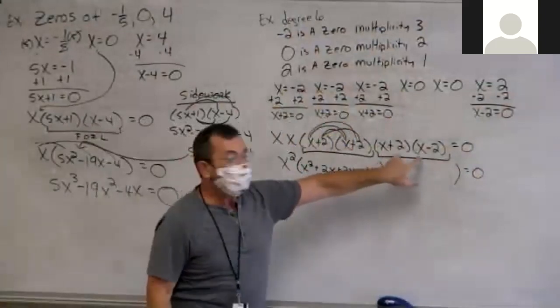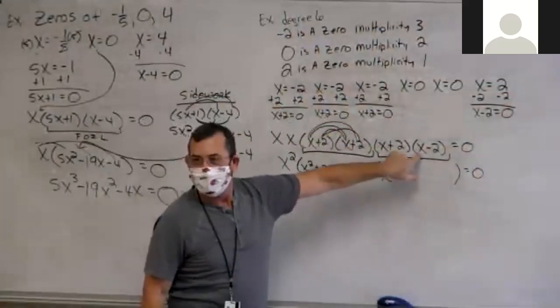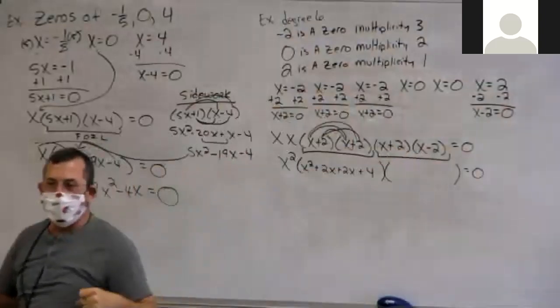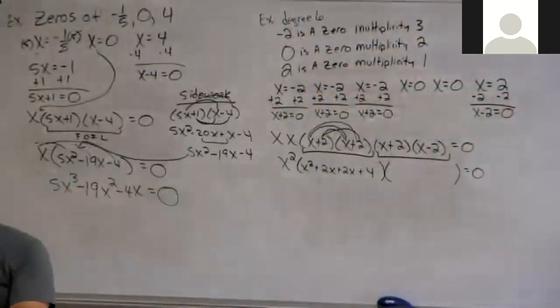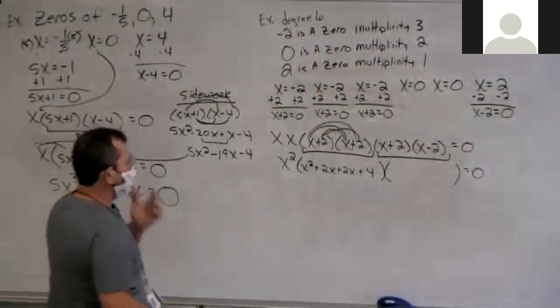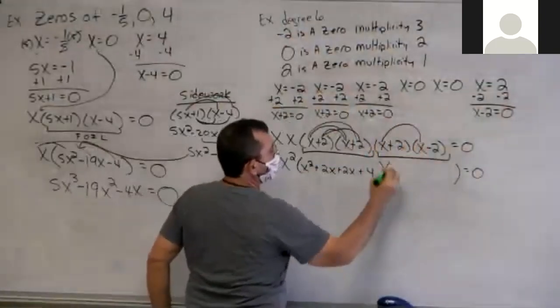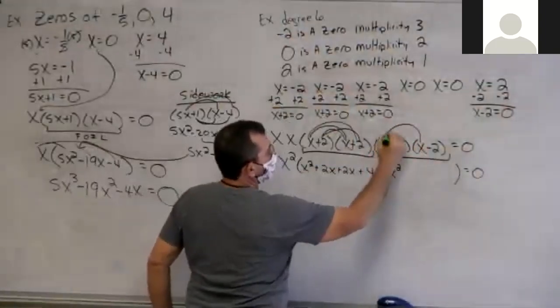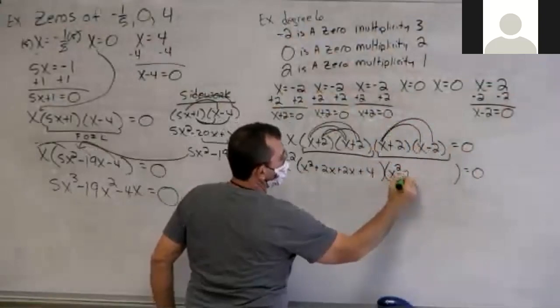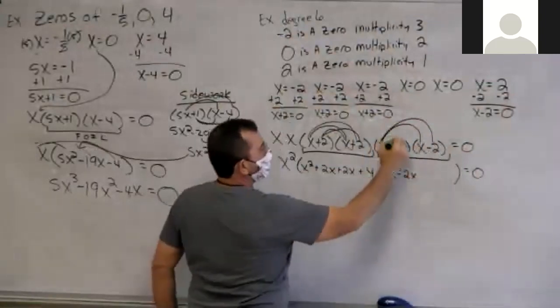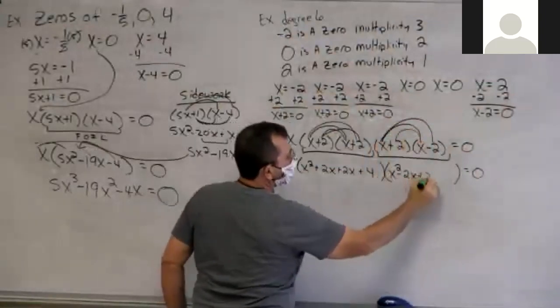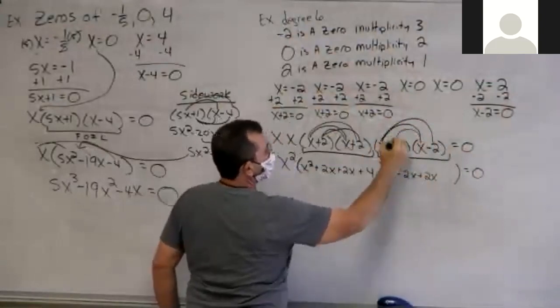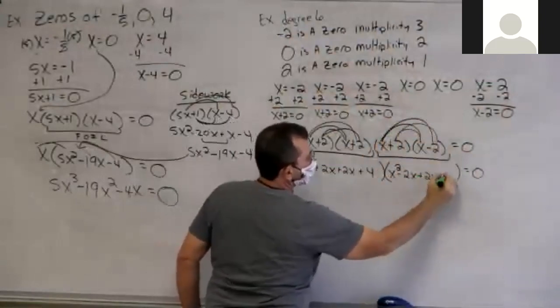Now look here. These are conjugate pairs. Anytime you FOIL conjugate pairs, the two middle terms cancel out every time. Just like on the i's and the radicals one, okay? So here we go. X times x is x squared. X times negative 2 is negative 2x. 2 times x is a positive 2x. And then 2 times negative 2 is a negative 4.